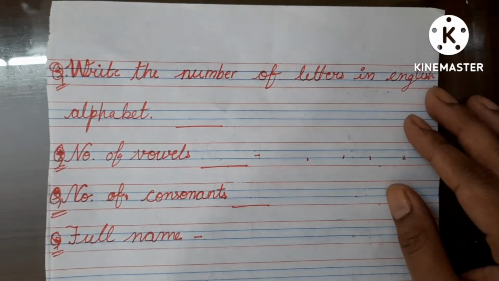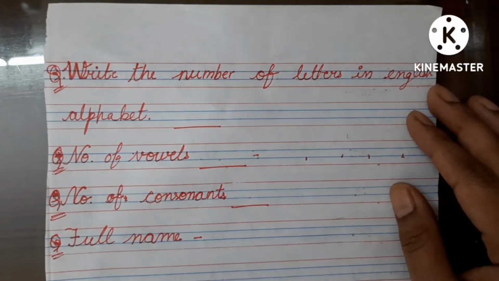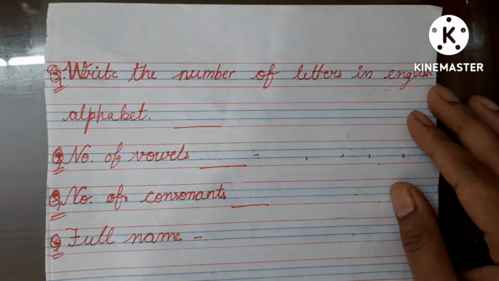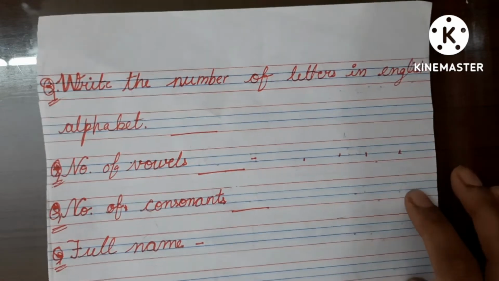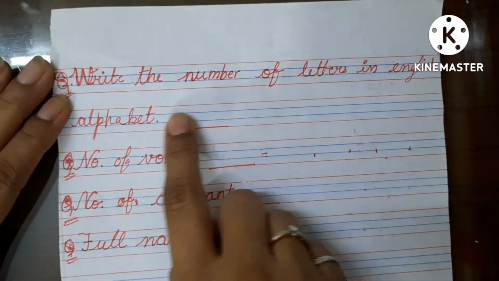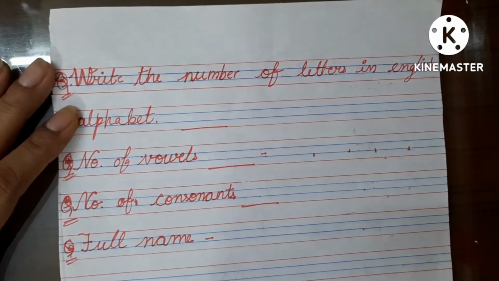Worksheets related to English, maths, EVS and other subjects which will be helpful for 6 to 8 years old child. We will be starting with English. We will start with very basic and it will also help the child in revision. So the first question we have is, write the number of the letters in English alphabet, that is 26.